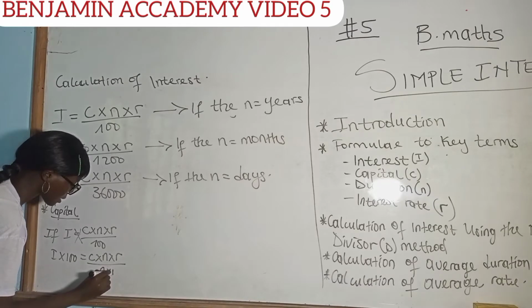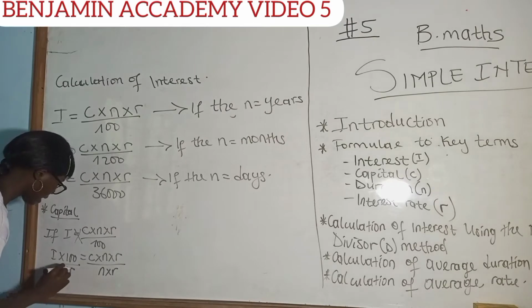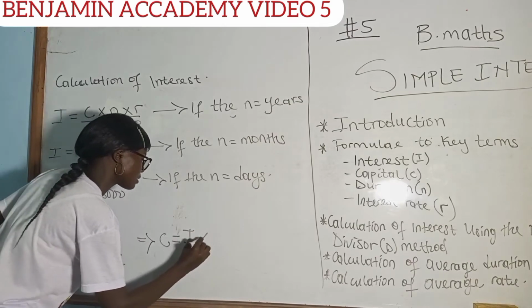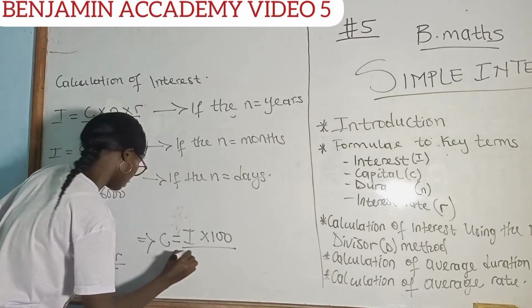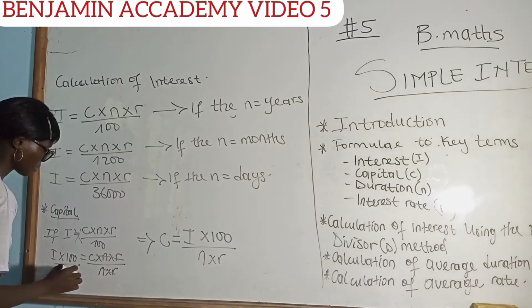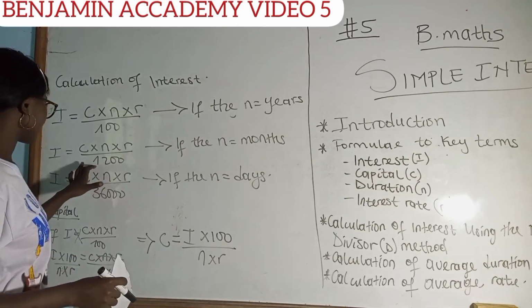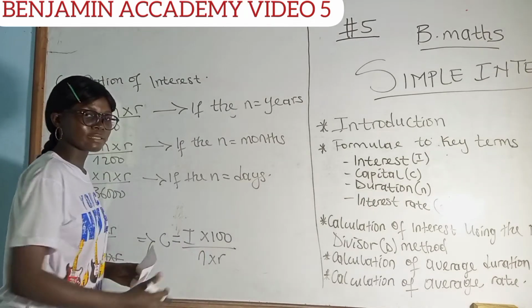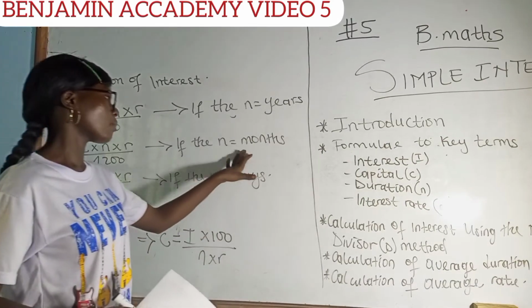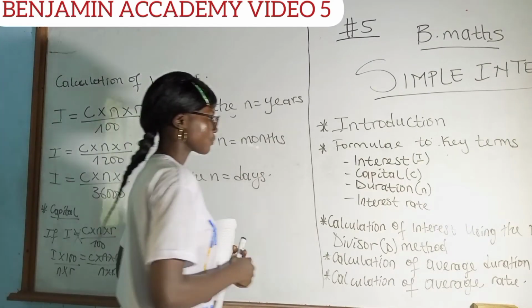Divide by N times R, N times R by N times R. We therefore have capital is equal to interest times 100 all over N times R, because of this we'll be left with that. So it is the same way you do for this and this. This is when N is given in years, and you multiply by 1,200 when N is given in months, and you multiply by 36,000 when N is given in days.